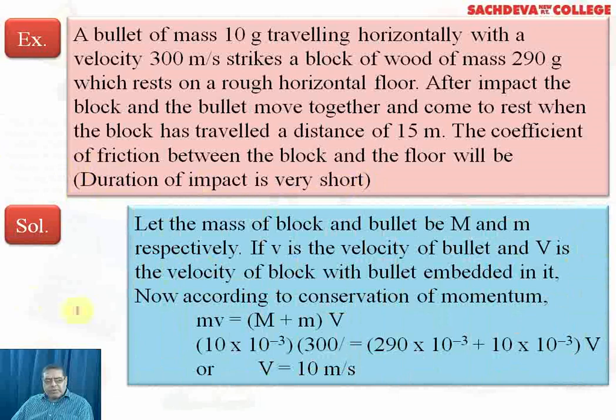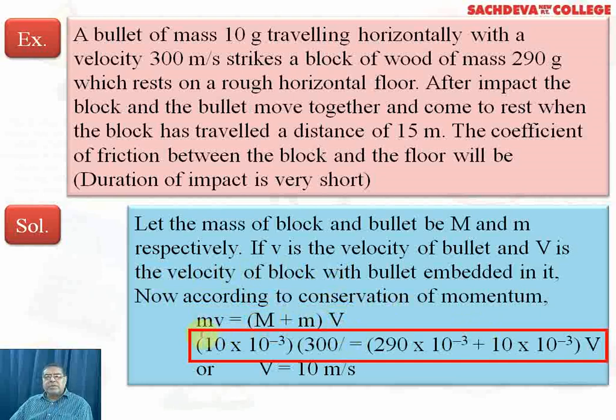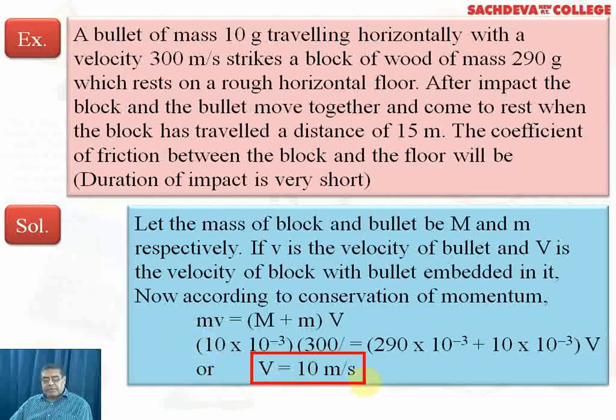So to solve this question, we first take the mass of the bullet and the block as m and M respectively. If v is the velocity of the bullet and capital V is the velocity of the block with the bullet embedded in it, meaning it will penetrate into it. Now, according to the conservation of momentum, mv must be equal to total mass multiplied by common velocity. So mv is equal to (m plus M) multiplied by V. Now we compute the values given in the question, and after calculations we will get V as 10 meters per second.